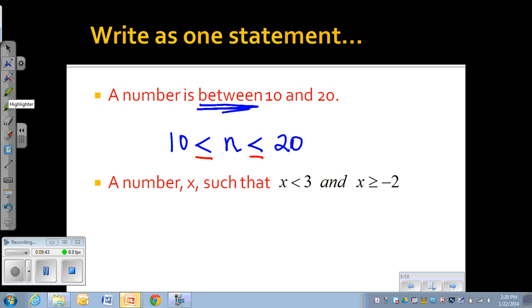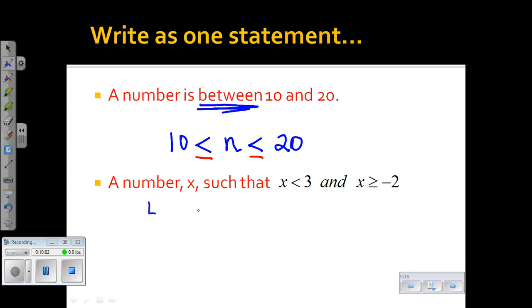All right, the next one: a number x such that x is less than 3 and x is greater than or equal to -2. If you'd like, you can pause and try this one on your own. If you remember from when we did domain and range, since we're going from least to greatest, our signs will always be less than signs. So this part's fine. X is less than 3. This part, I want to change so it's a less than sign. So I'm going to turn this around. If x is greater than or equal to -2, then -2 is less than or equal to x.